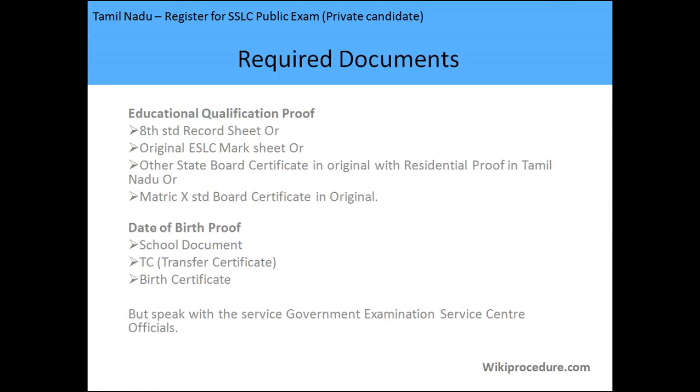Required documents: for educational proof you have to have one of these documents listed here, and for date of birth, you have to have one of these documents, your transfer certificate or your birth certificate. When I say school document, it could be your transfer certificate, or any other document from the school which proves your age, should be good too.